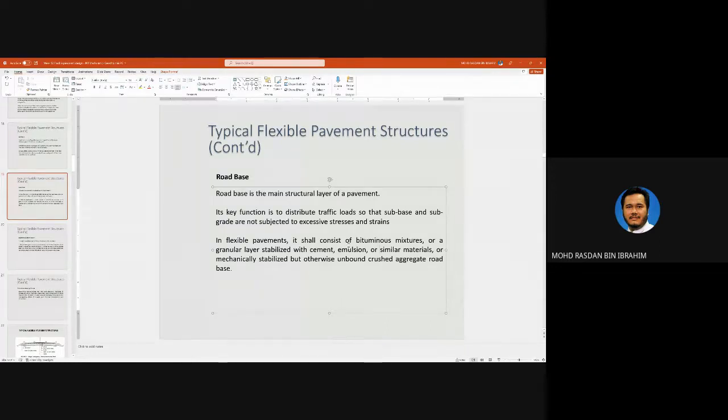Okay, so you can see that normally if you are designing the pavement for a heavily trafficked road, this road base is definitely going to be bound. Bound meaning that the aggregates will have asphalt content in it or cement. Okay.